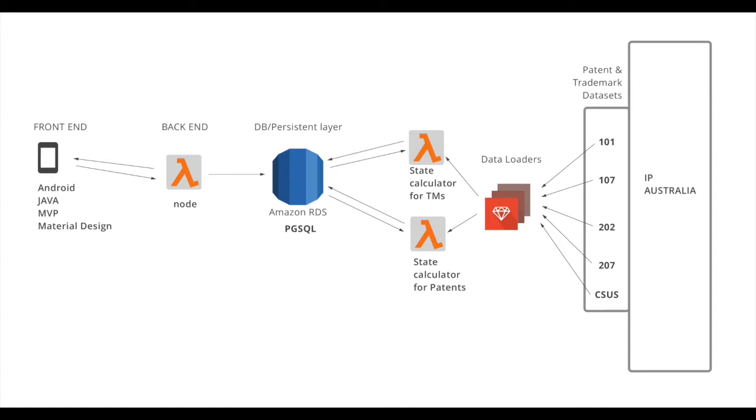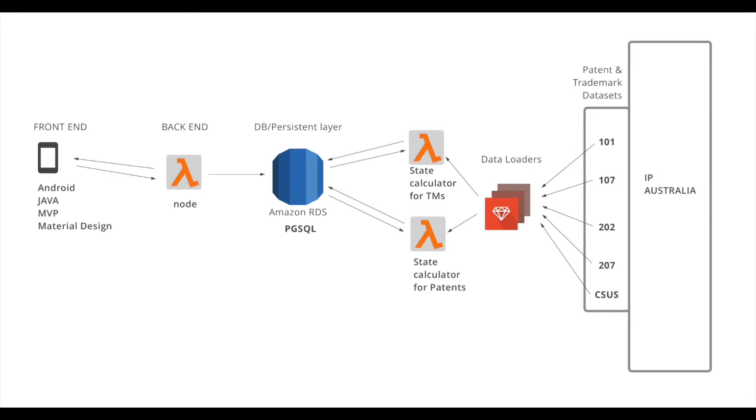We have an Android native app in Java on the front end. Our entire back end is in a series of Node lambdas, and our persistence layer is an RDS machine running Postgres. Data is loaded into the system by a series of Ruby scripts.